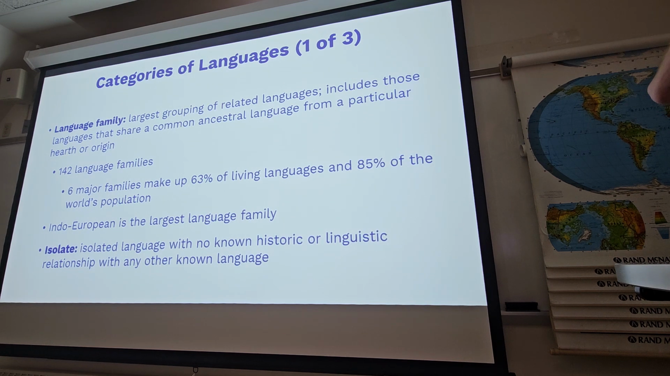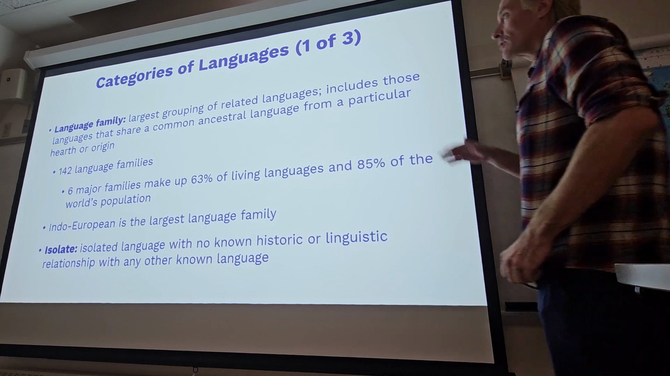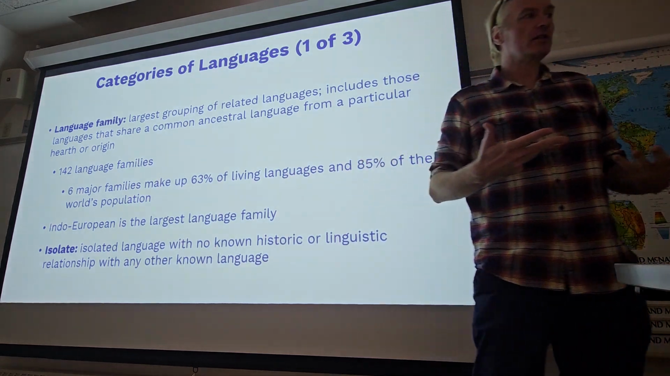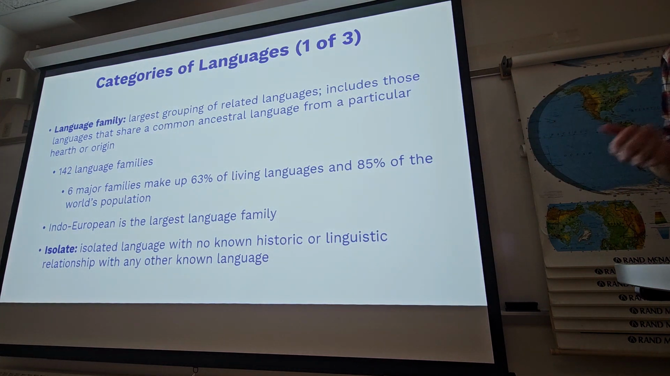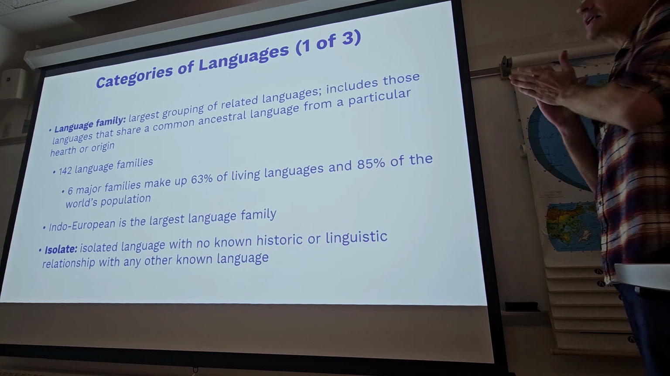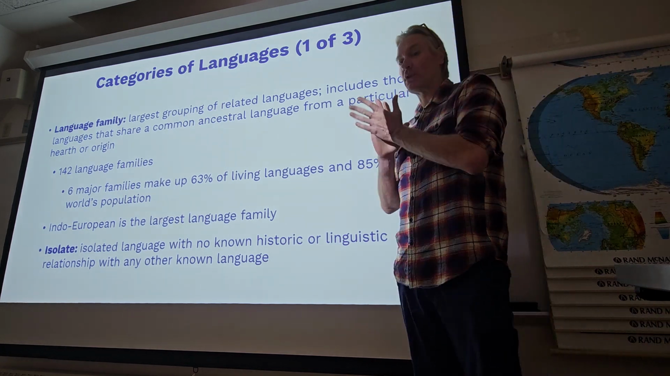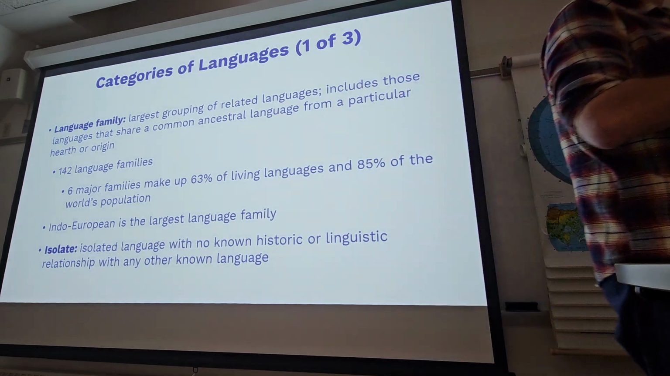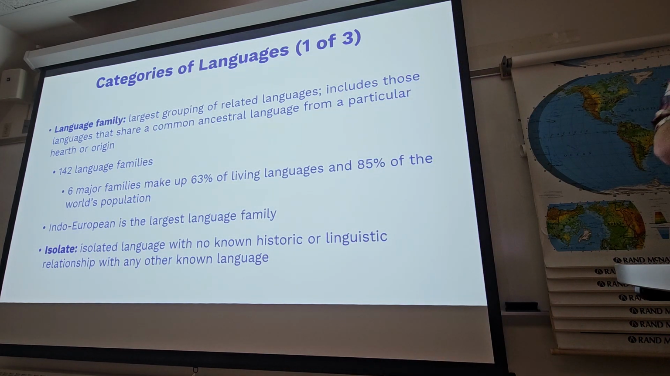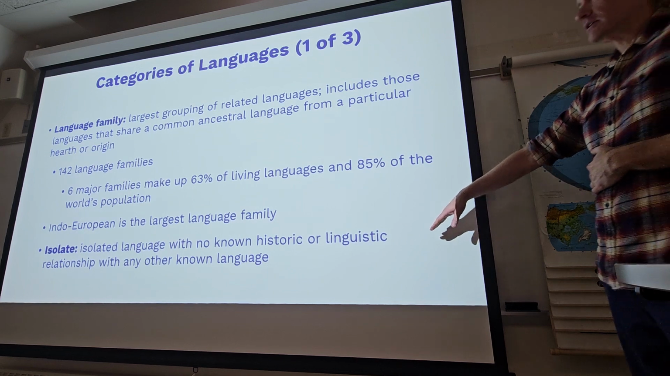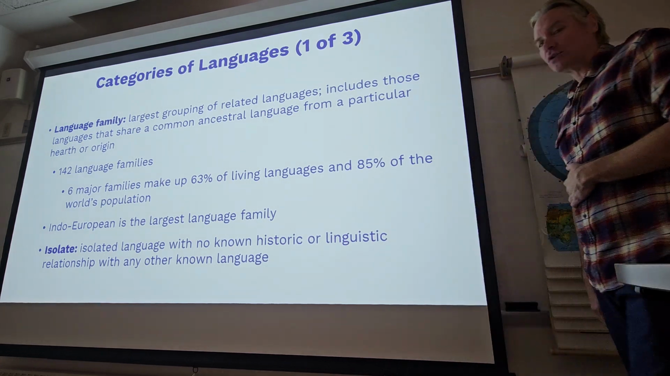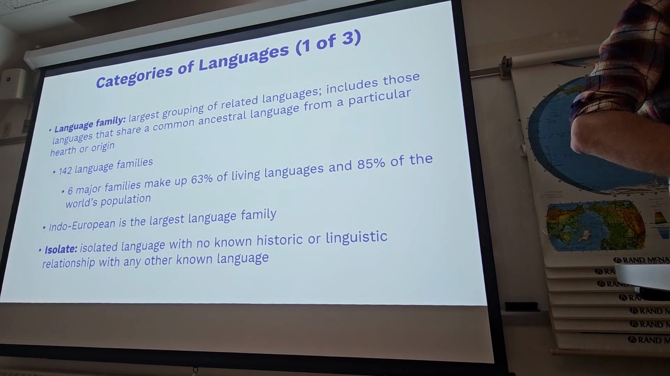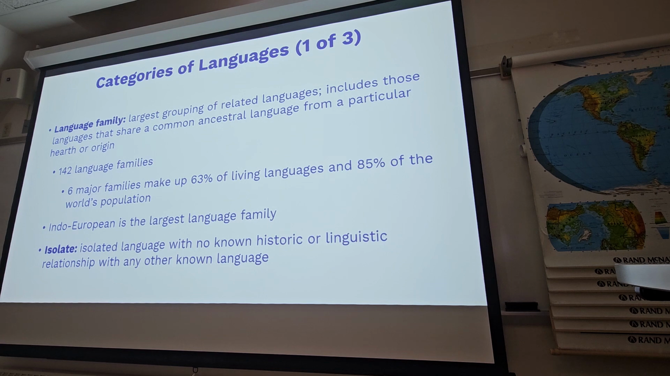So language families, well, these are related languages, right? And languages, like all kinds of different things we study, diffuse around the world in all kinds of different ways. There's fewer and fewer languages through time. A lot of languages are dying out around the world. So an isolate is an isolated language with no known historic or linguistic relationship with any other known language, right? Those are lots of ones that are subsiding.